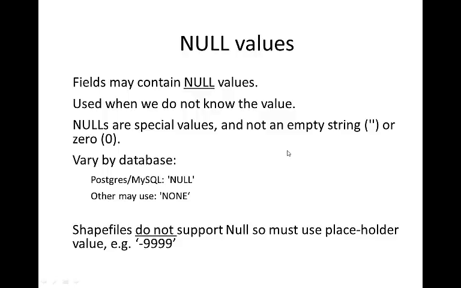For example, shape files. You've all met shape files, yeah? Anybody not met a shape file? If you haven't, you will soon. Shape files do not support nulls. So if you're working with shape files, you have to use a placeholder value. You have to select a value and say this value means null, or we don't know. Usually you choose a value that's virtually impossible or very, very unlikely, like minus 9999.